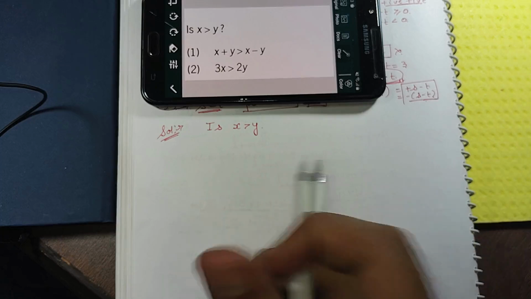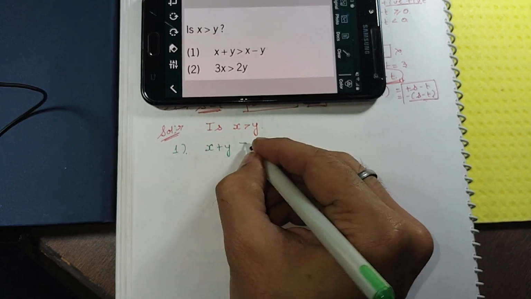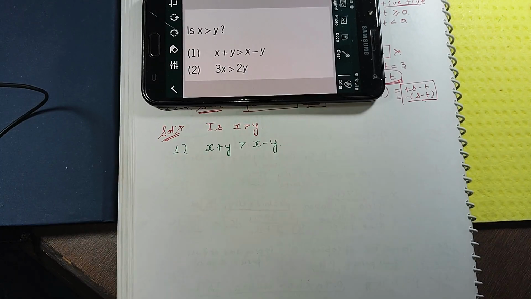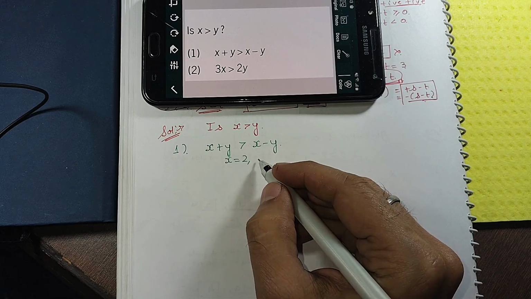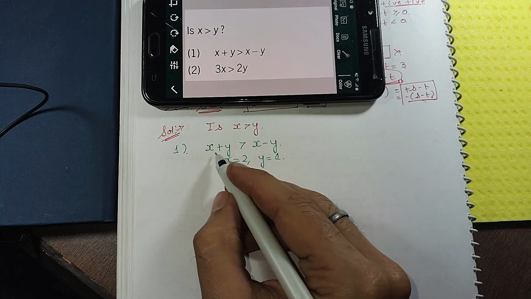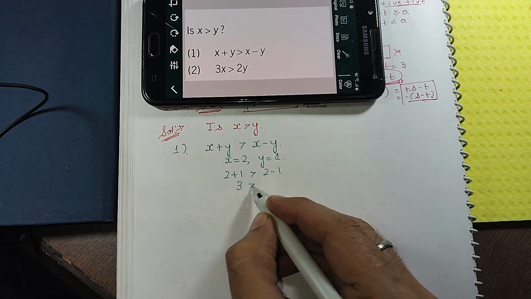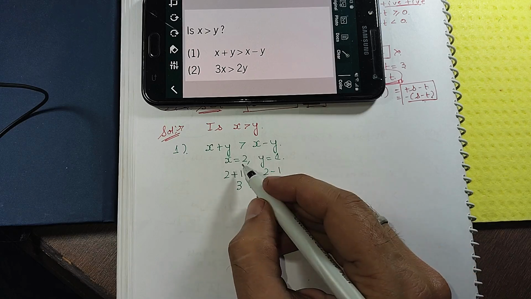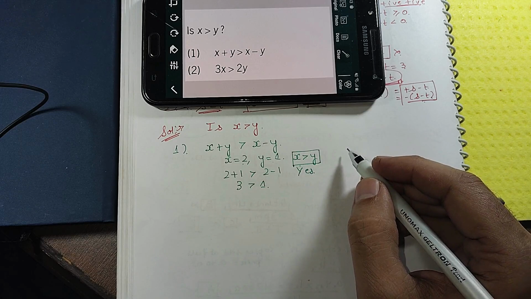Now moving to statement 1. Statement 1 tells us that x plus y is greater than x minus y. Now we will assume some values to identify this. Let us suppose x is equal to 2 and y is equal to 1. In this case, 2 plus 1 is greater than 2 minus 1, so 3 is greater than 1. So we can say that yes, x is greater than y. Now let us take some other values for x and y.